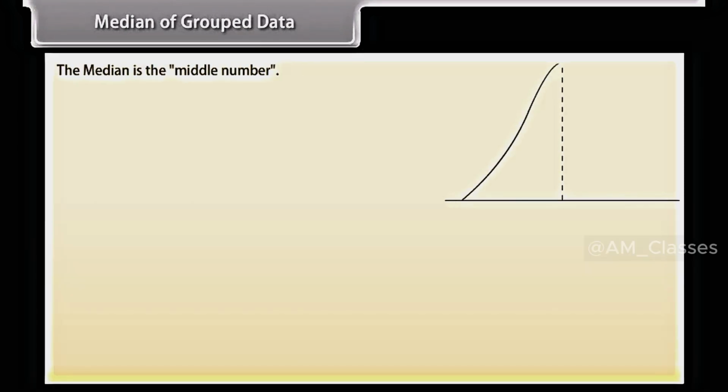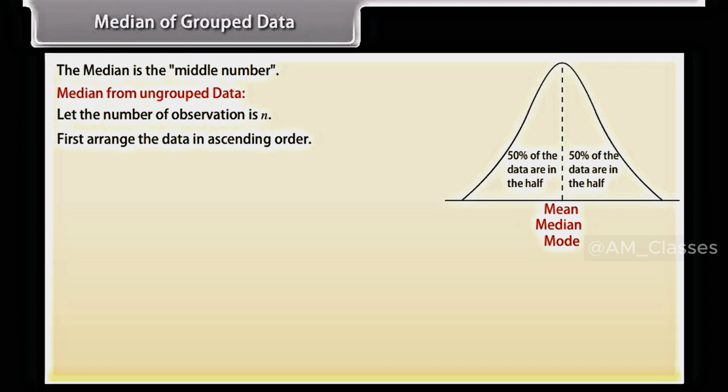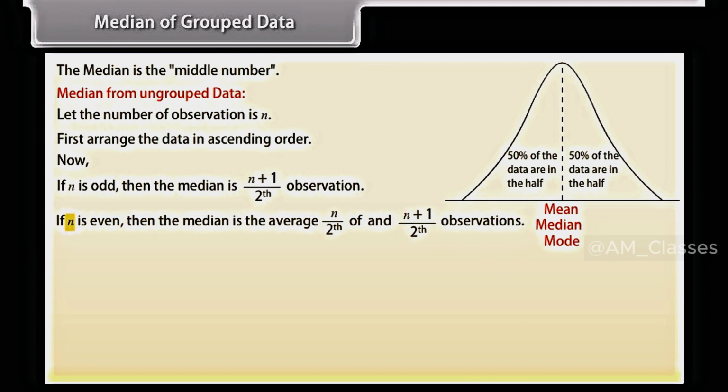Median of grouped data. The median is the middle number. Median from ungrouped data. Let the number of observations be n. First, arrange the data in ascending order. Now, if n is odd, then the median is the (n plus 1) by 2th observation. If n is even, then the median is the average of the n by 2th and (n plus 1) by 2th observations.